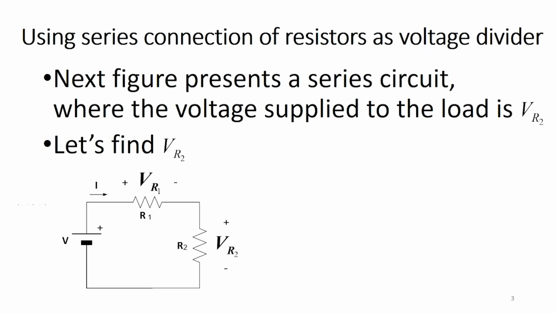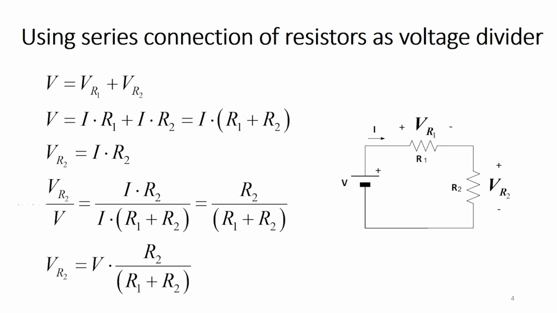Next figure presents a series circuit where the voltage supplied to the load is VR2. Let's find VR2. V equals VR1 plus VR2. V then equals I times R1 plus I times R2, which equals I, in parentheses, R1 plus R2.